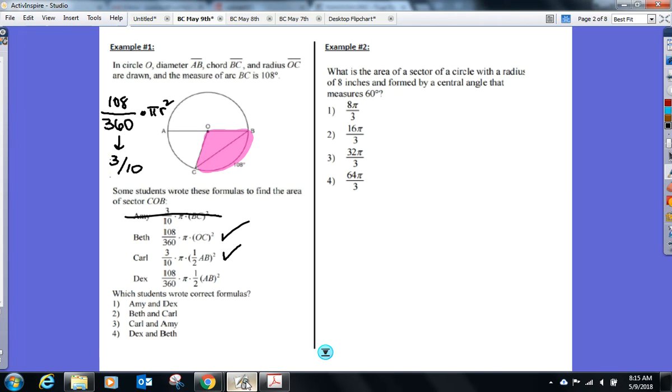What's he squaring here? AB, which is what in the circle? He should be squaring the radius, right, everyone? Not the diameter. So, Dex, you're out. Beth and Carl, congratulations. You can stay in the class.